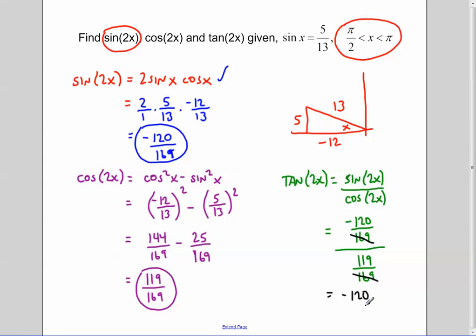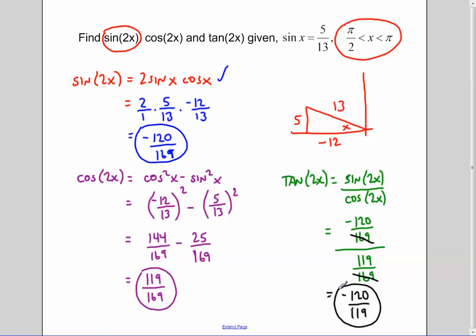So again, we tend to be intimidated by fractions, but when we're doing these double angles, the denominators work out nicely, so they really don't pose a problem for us. We don't have to worry about common denominators because they're already going to be common. We don't have to worry about multiplying by the reciprocal for the tangent because the denominators are already going to cancel out. So that's it.